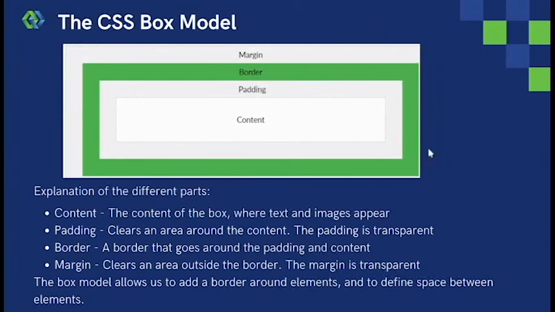So basically, mo na simong CSS box model. So we have the content, which is where your text and images appear, and your padding. Clear an area around the content, kadimong space, sa imong content, and the border. Ano yung padding, kanina white space, a white color, and then you have the border that goes around the padding. Here you have the border and the margin. So the box model allows to add border around elements and to define space between elements. Basically, mo na yung CSS box model.